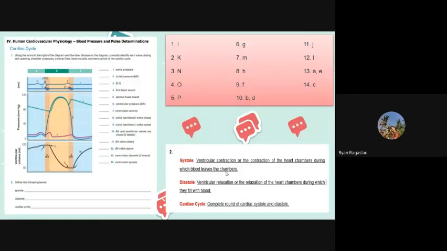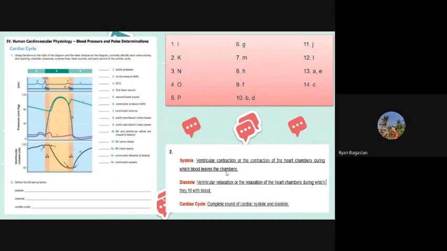Once again, I am Ryan Edward and I will be reporting on human cardiovascular physiology, blood pressure, and pulse determinations. For the cardiac cycle, number 1, the aortic pressure is labeled letter I in the diagram. For number 2, letter K in the diagram is the atrial pressure. Number 3 is letter M, the ECG. Number 4, the first heart sound, is letter O. Number 5, the second heart sound, is letter P.